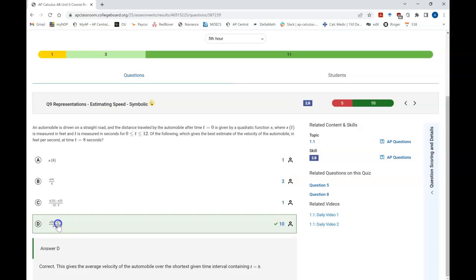Everybody's okay with that? Of those two, if you want the slope at 8, the better estimate is going to be the 2 points that are closest to 8. So if I'm using 9 comma s of 9 and 7 comma s of 7, those are much closer to the point where t is equal to 8 than 2 and 12, right? And that's all I'm looking at. If I'm looking at a slope, my best estimate for the slope is going to use the points closest to the value I'm looking for the slope at.